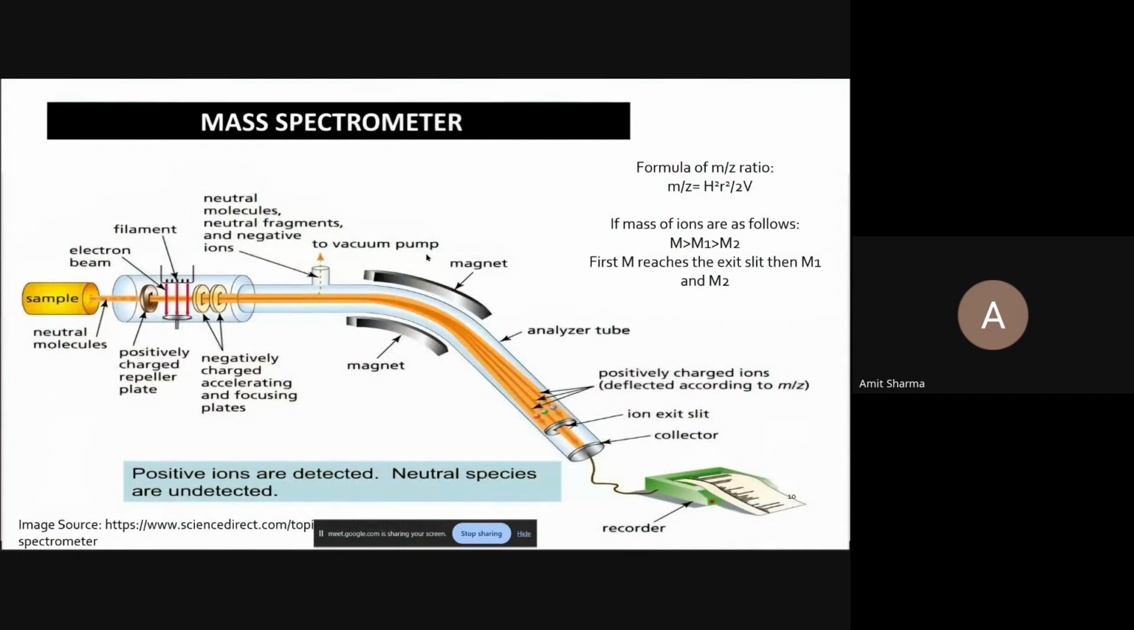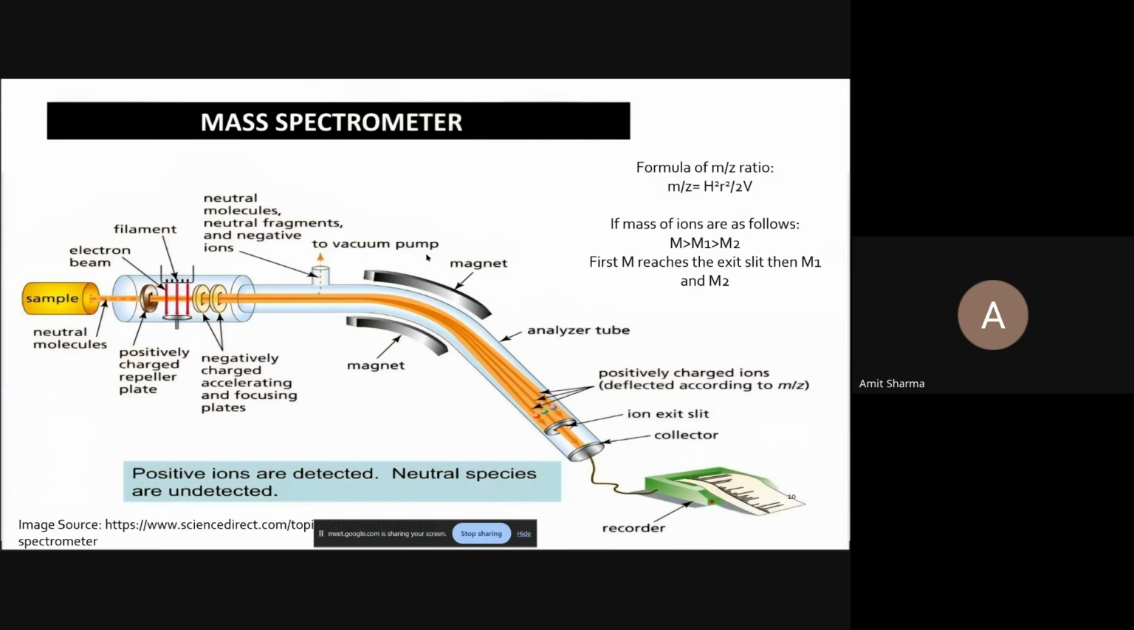As we can see in this diagram right here, first we take a sample. The sample can be solid, liquid, or gas. If the sample is solid or liquid, it is first passed through a vaporization chamber where it is heated and converted into gas. Now these gases are made to pass through the positively charged repeller plate that we can see in this figure, and they cross this repeller plate towards the filament.